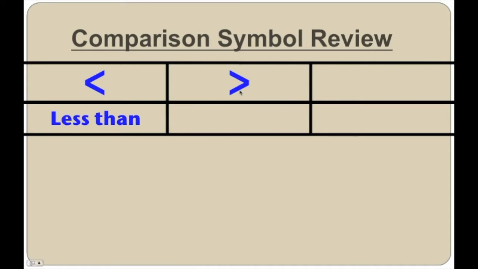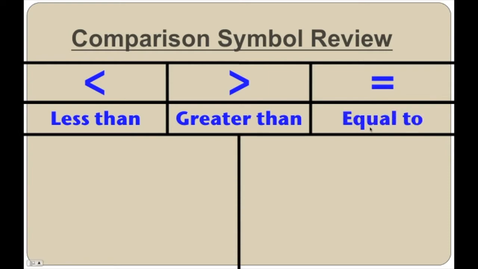This symbol here is the greater than symbol. And this is also an arrowhead, but it's pointing to the right, and that's where numbers are greater on the number line. That's why it means greater than. And this one is pretty self-explanatory. It's just the equal to sign.